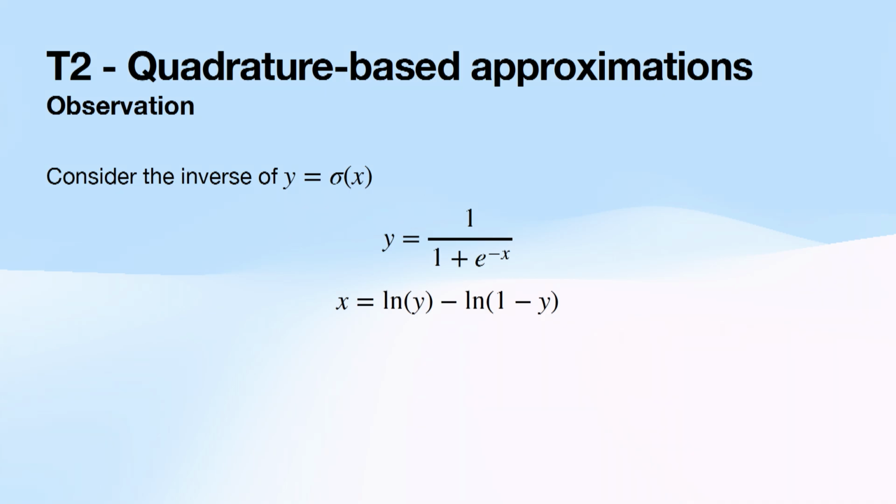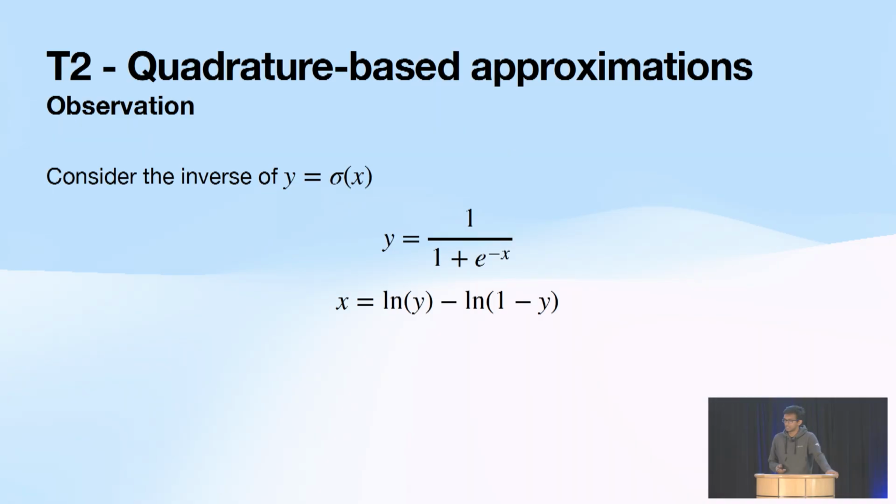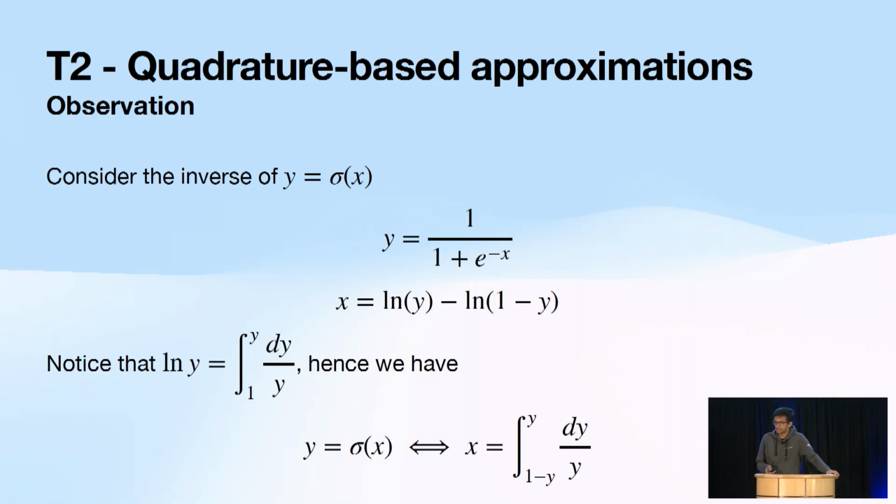So let's start with this observation. Let's say you have y = sigmoid(x), and just solve for this in terms of x. So you can write x as a natural logarithm of something. And there's a nice property of the natural logarithm, which is you can notice that log y is basically the integral of 1/y, which in some sense, you're basically converting looking at a nonlinear function, log y, to something that is almost linear.